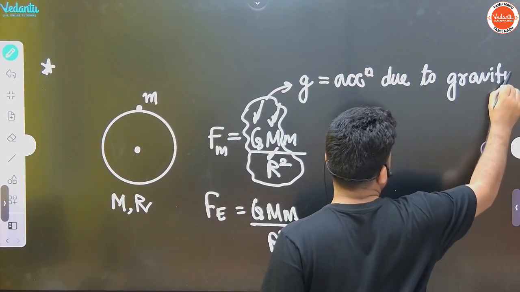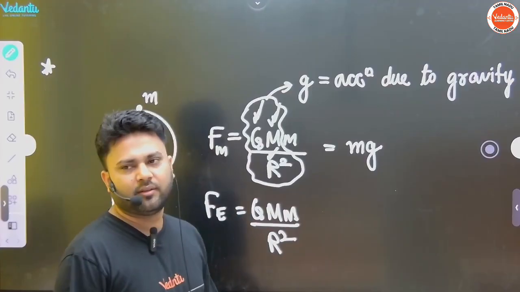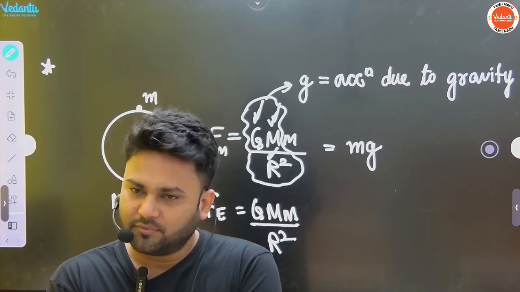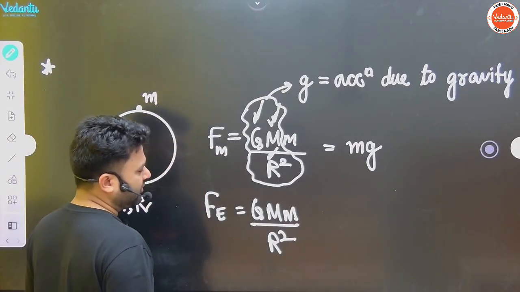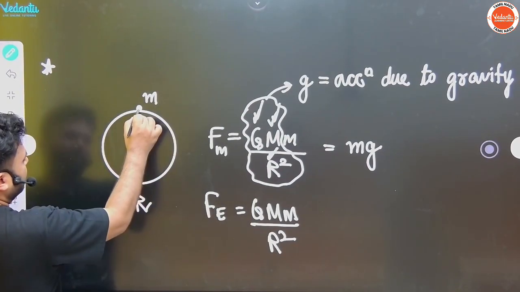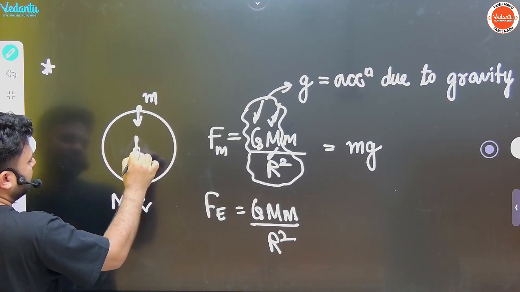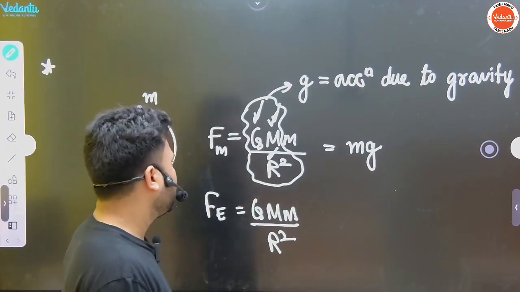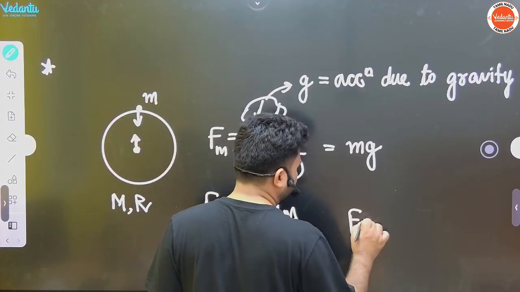So finally this formula becomes m into g. That's why we take that the force with which the earth attracts any object is mg. Always remember this is mg. We are attracted towards the earth in this direction. The earth is also attracted, but the earth is very heavy and is not going to move. So any object on the surface of the earth is attracted by the force mg.